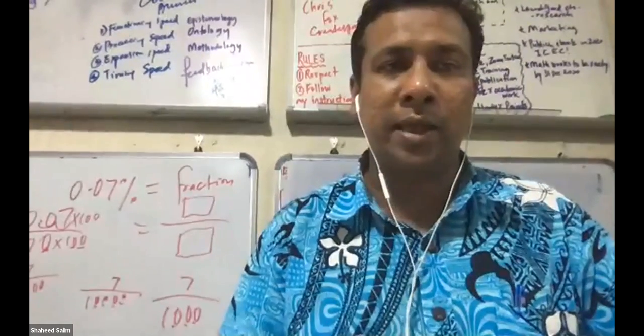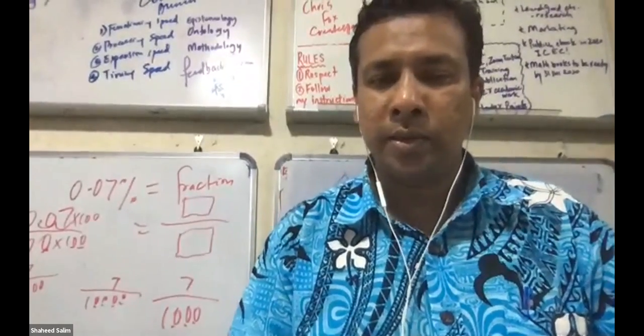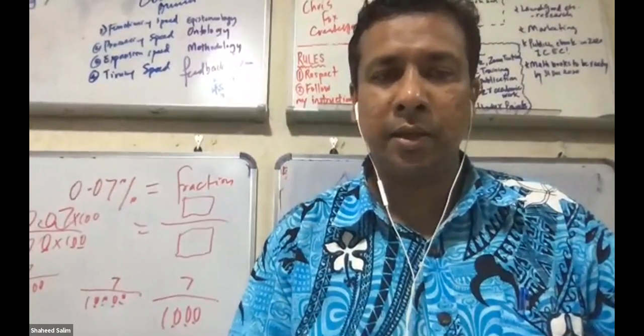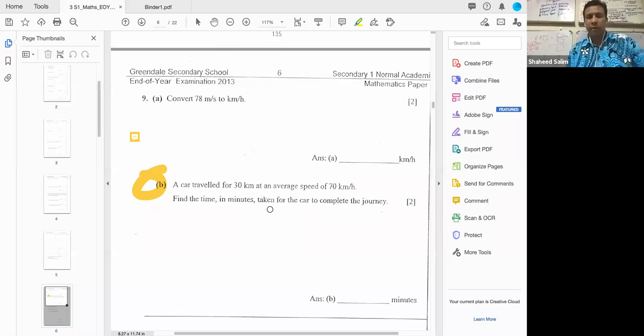What did the question say? Let's see. They just say find the time in minutes, but they didn't say the nearest minute. So in this case, I will always give the answer nearest to 2 decimal places. So my answer is 25.71. But it's okay, you know how to do. Next time you convert to nearest 2 decimal places or 1 decimal place, up to you.